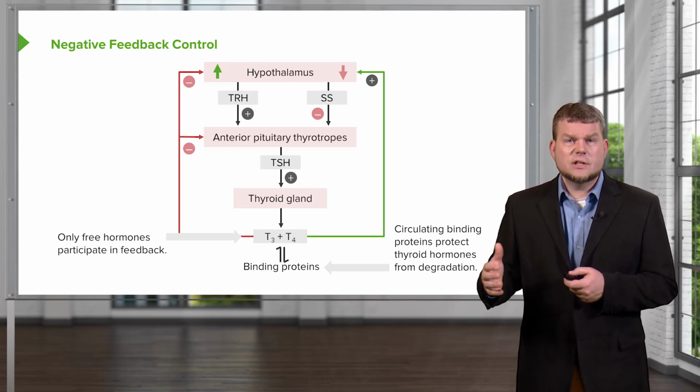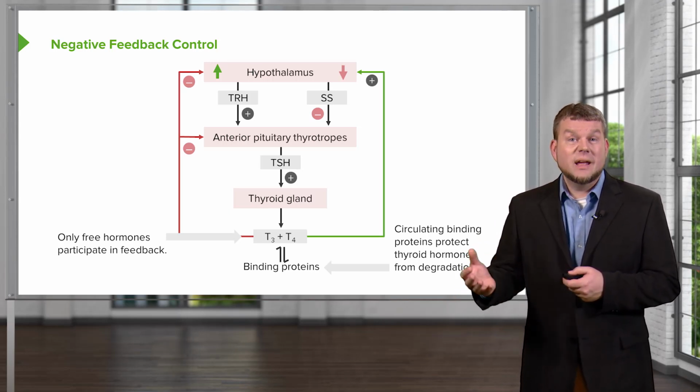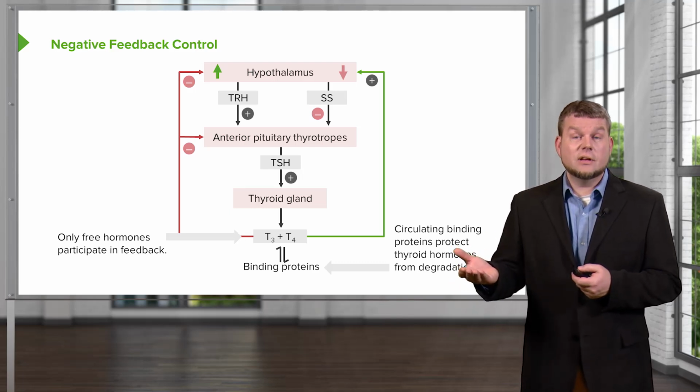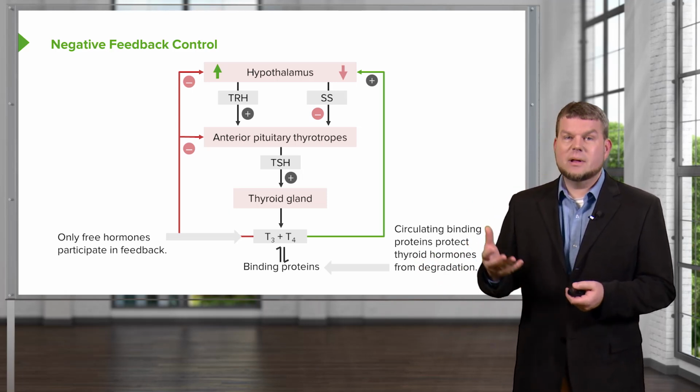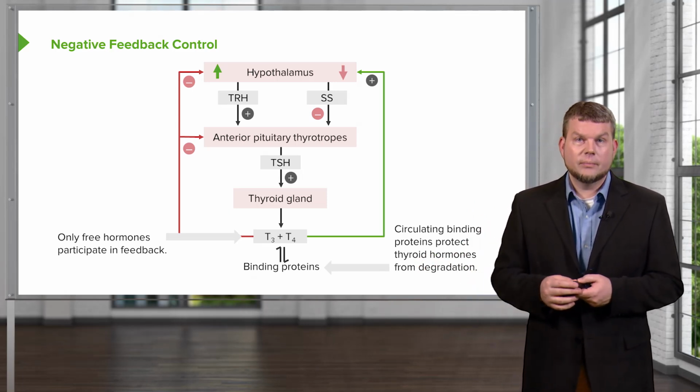If you have a reduction in the amount of binding proteins, you may look like you have an elevation in your T3, T4, but you're not producing it. It's simply not being bound as well anymore.